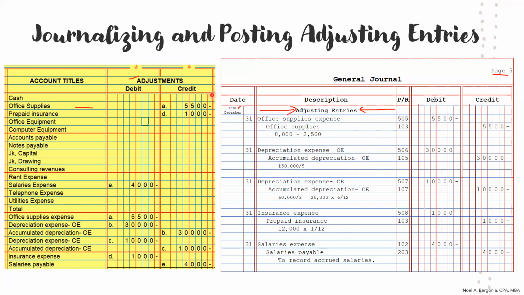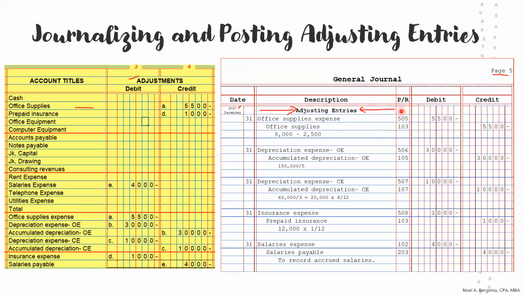As you can see, we use the arrangement based on the data for adjustment of Butter Legal Services. We labeled the adjustments with letters when we did the worksheet last time. Based on that arrangement, that will also be our arrangement in the general journal. So for letter A, there was a credit to office supplies and a debit to office supplies expense. Dated December 31, 2020, debit office supplies expense 5,500 and credit office supplies 5,500. It's just the usual journalizing process, and then we post it.